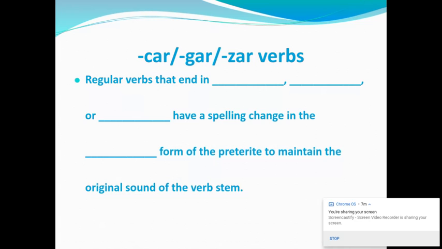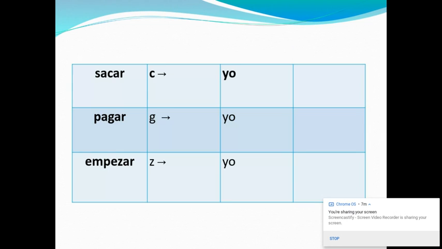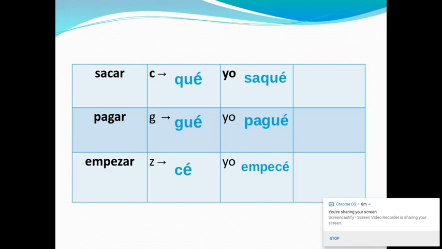The last piece of information for today, the car, gar, zar verbs. Regular verbs that end in car, gar, or zar have a spelling change in the yo form of the preterite to maintain the original sound of the verb stem. So car goes to QUE, gar goes to GUE, and zar goes to CE. So sacar in the yo form, we would get saqué, pagar in the yo form, pagué, empezar, empecé.